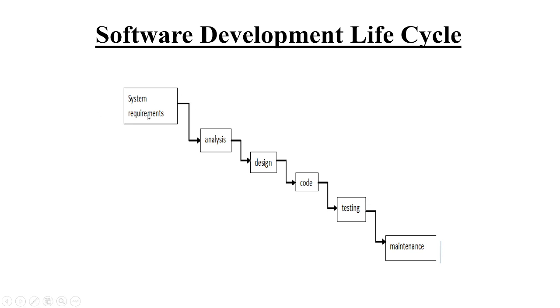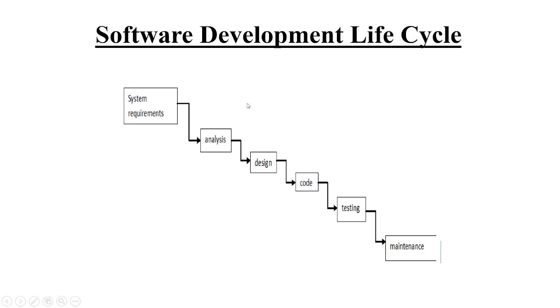The first phase is system requirements. Once this phase is completed, then it moves to the analysis phase. Then later it moves to the design phase, then coding phase, testing, and finally reaches the maintenance phase. So in the software development life cycle, in the waterfall model, we are going to talk about 6 different phases.